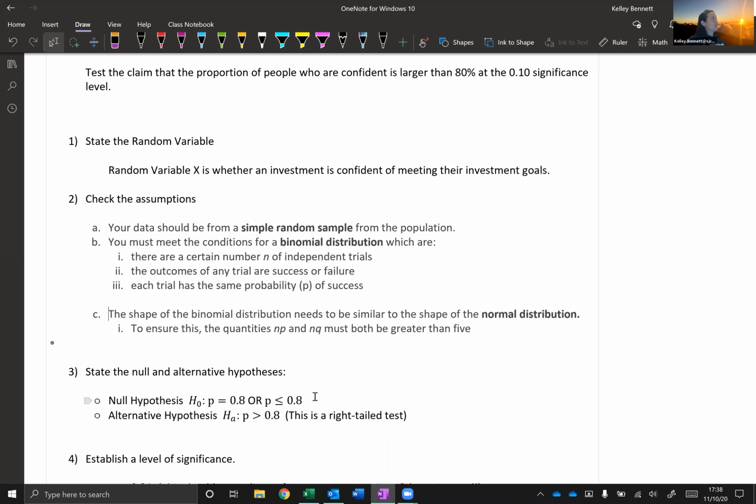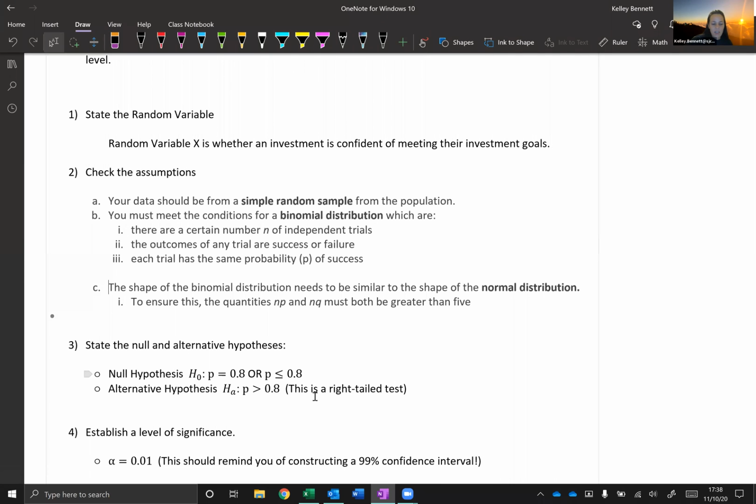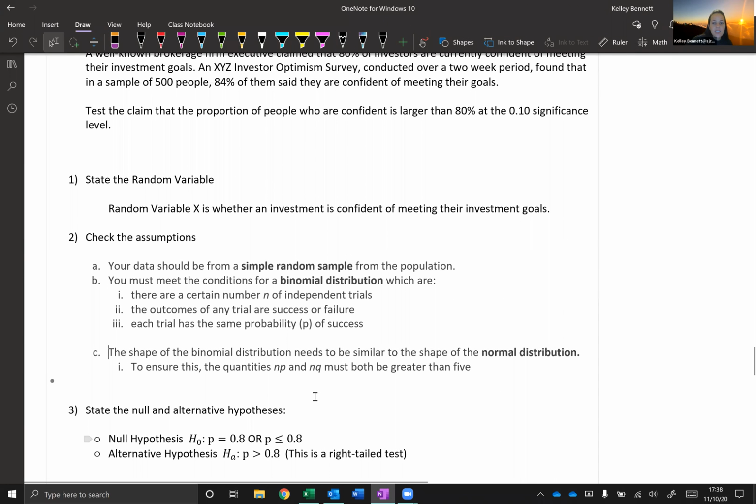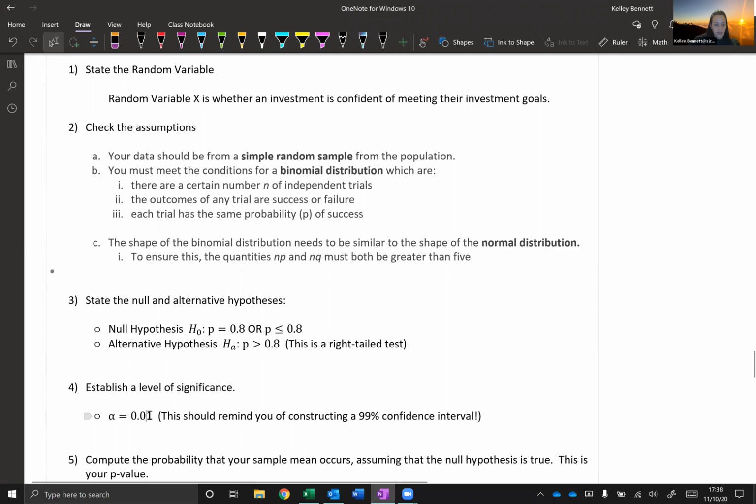Anyway, we want to establish a level of significance, and the problem tells us we want to use a 0.10 significance level. I have a little typo there, and I shall fix it.